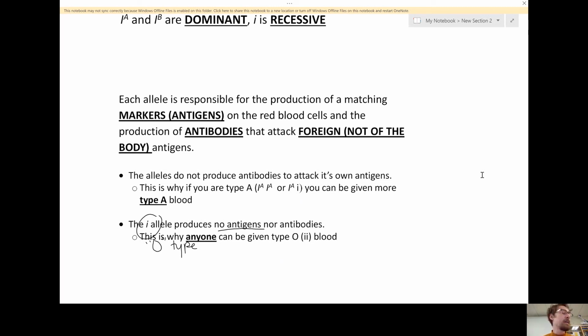With type O, so that's the recessive blood type, there's no antigens or antibodies on those blood cells. Since there's no antigens on it, there's nothing that the body will recognize as an invader. So blood type O can be given to everyone. It's kind of known as the universal donor.